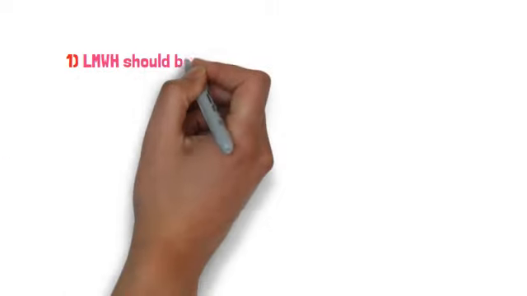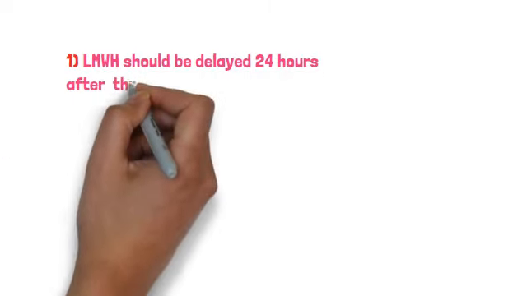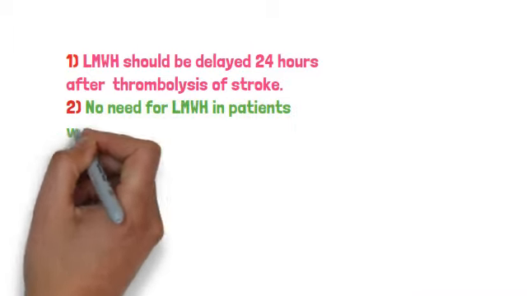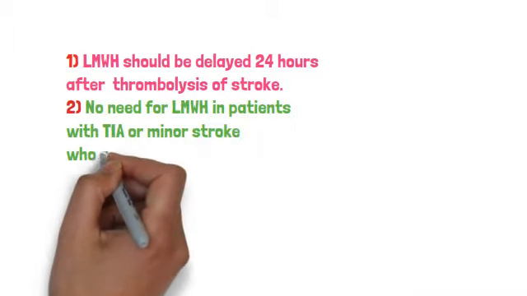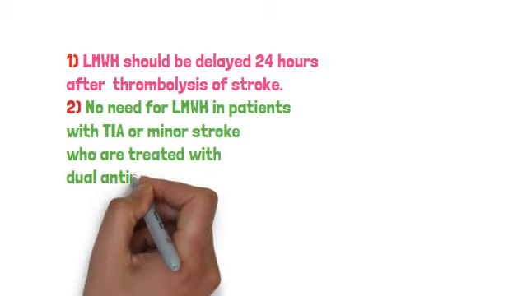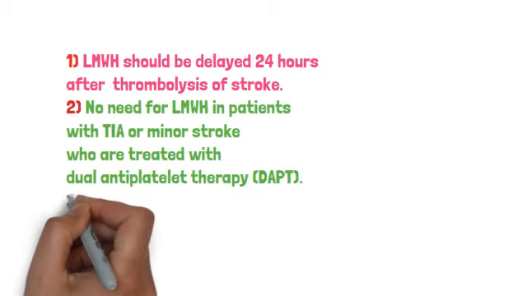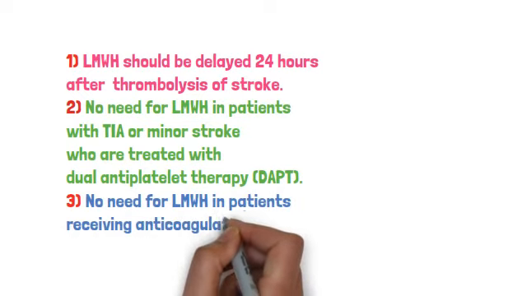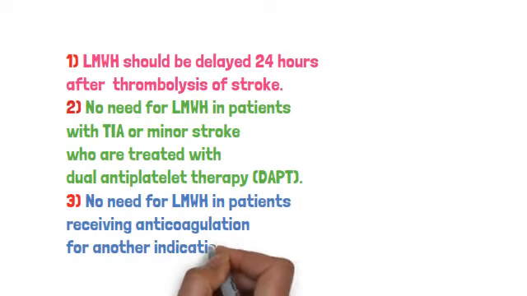Number 1, low molecular weight heparin should be delayed 24 hours after thrombolysis of stroke. 2. No need for low molecular weight heparin in patients with TIA or minor stroke who are treated with dual antiplatelet therapy. 3. No need for low molecular weight heparin in patients receiving anticoagulation for another indication.